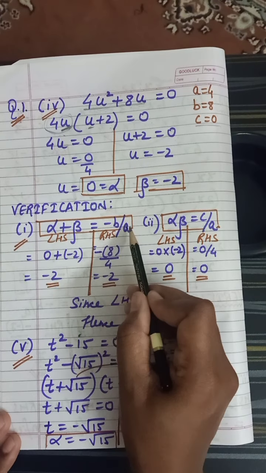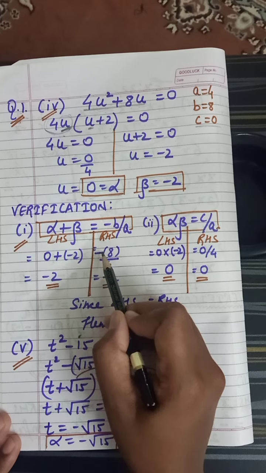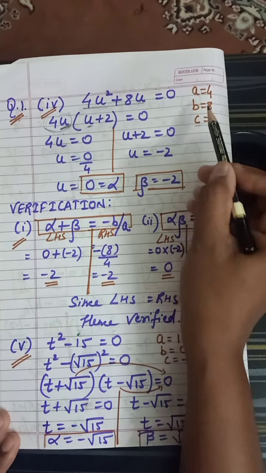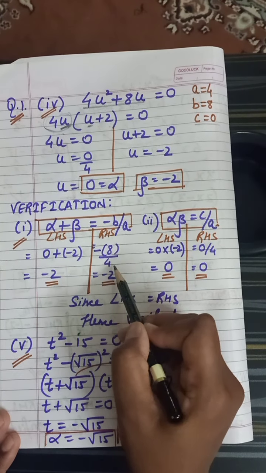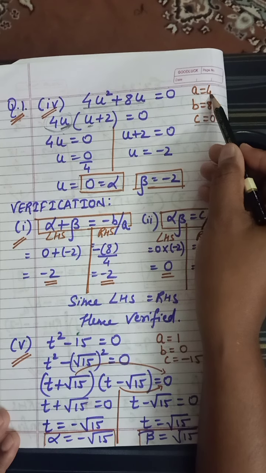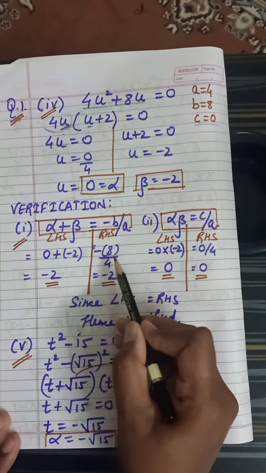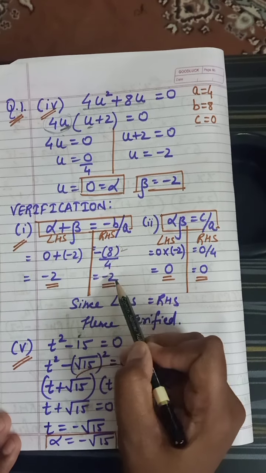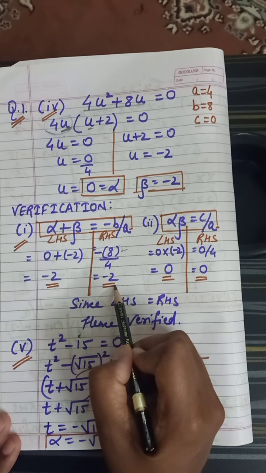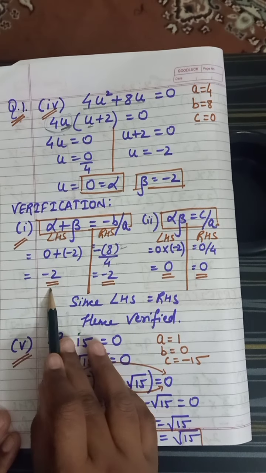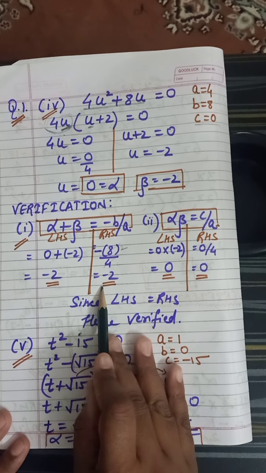Right hand side is minus b by a. So minus, and what is b? 8. 8 upon a is 4, the coefficient of u square, 4. Now cancel it. 4 ones are 4, 4 twos are 8. So minus 2 on right hand side. So in first verification, you got both LHS and RHS equal.